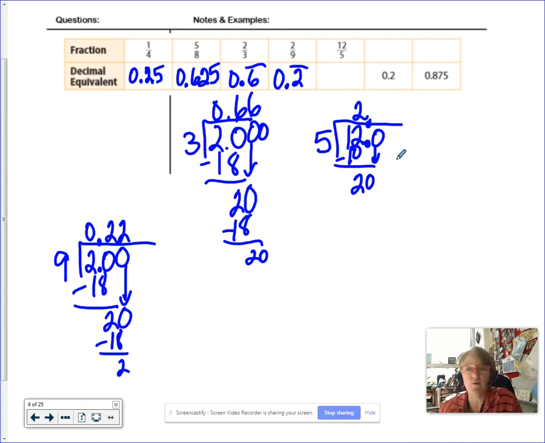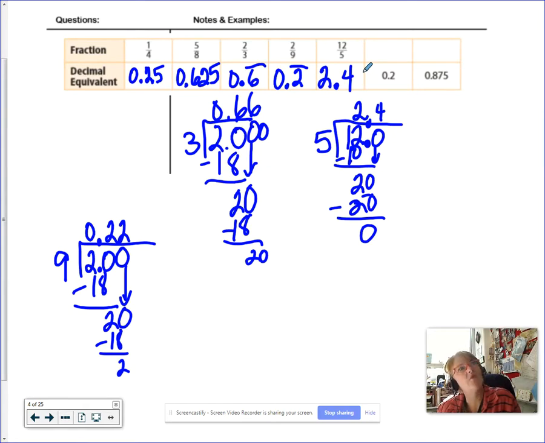Fortunately, we don't have to go too far because when I add that 0, this will fit in there exactly 4 times. I get exactly 20. My remainder is 0. 2 and 4/10. Make sure your decimal point's in the proper place.